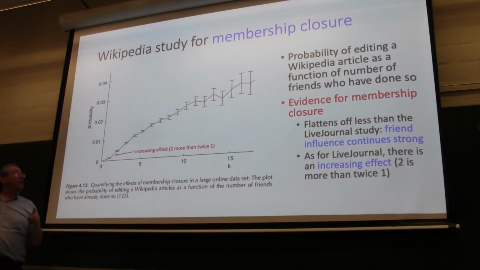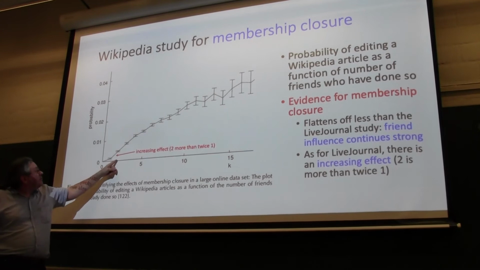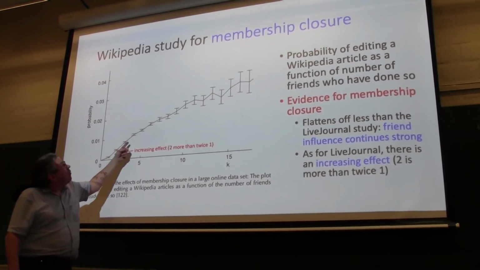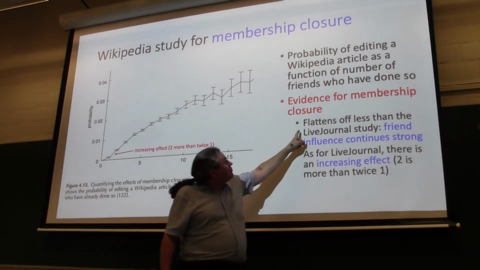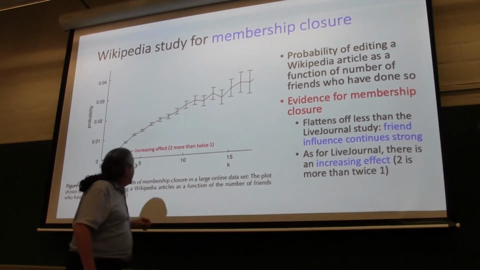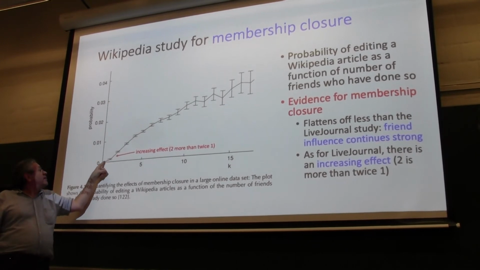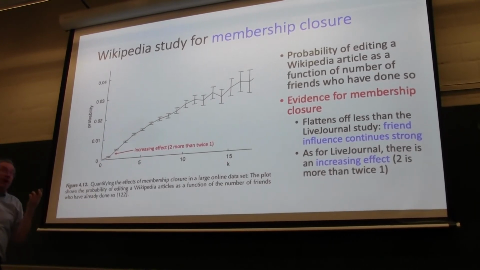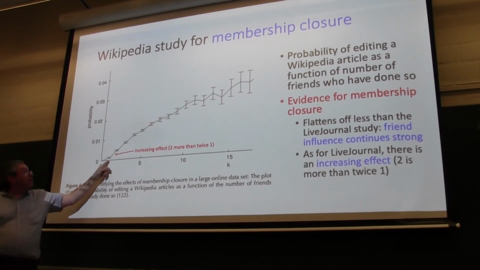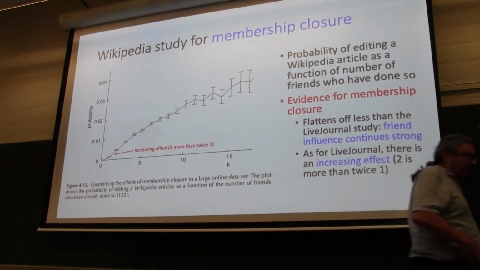So there's something there, huh? 1 friend editing Trump is not enough, but if I have 2 friends, then I will have much more chance, okay? It also keeps growing. And it doesn't flatten off so much, so it continues as strong evidence. And there's also this funny increasing effect that 1 is not enough. So this is interesting, right? If you want to influence, it's not enough to have 1 friend, you have to have more than 1, okay? For joining something, okay?